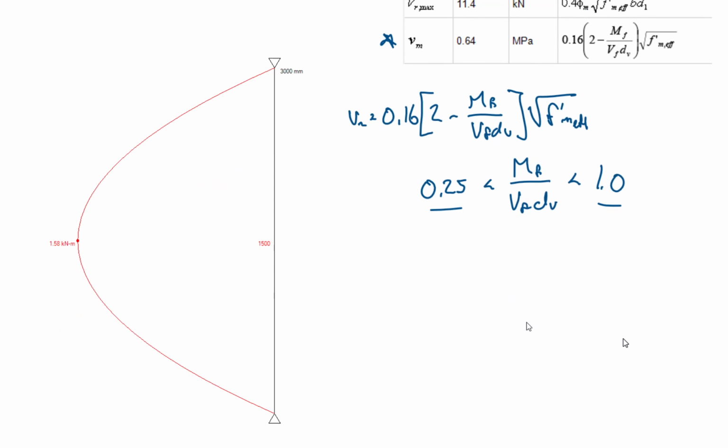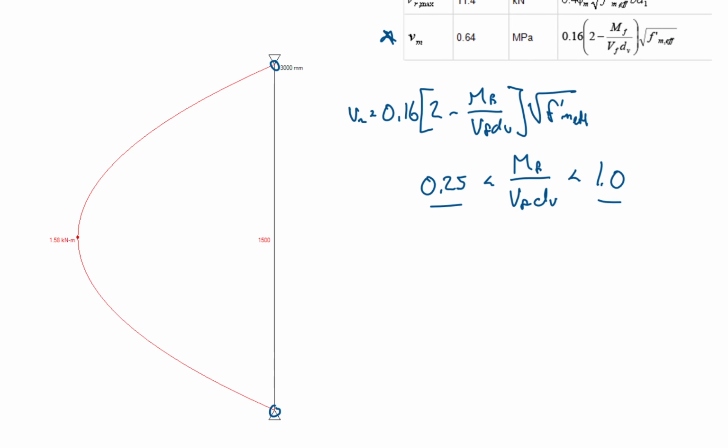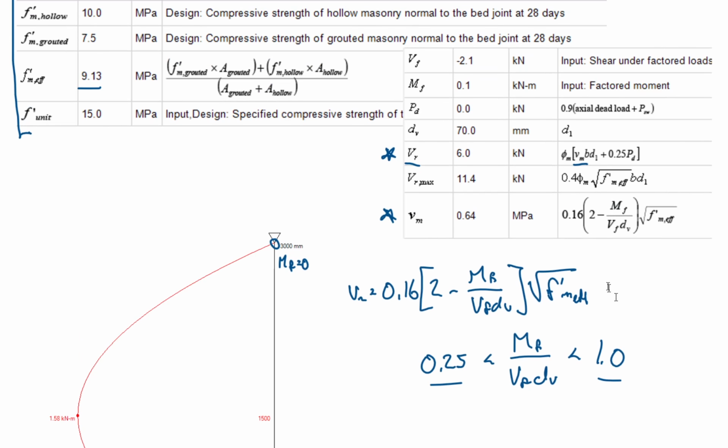But if we look at our moment diagram, I've got it shown on here, right at the top and right at the bottom, these two locations, we actually have a factored moment of 0. That being said, just to be conservative, the software looks at the moment along the height and takes a value within there. So you'll see that we're actually using a value a little bit higher than that. We have 0.1 that gets put in here.